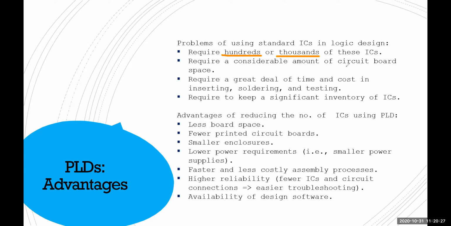They require a considerable amount of circuit board space. Obviously, if you use 1000 ICs, you need a very big breadboard. They require a great deal of time and cost in inserting, soldering, and testing. If you decide to go with normal ICs, you have to spend a lot of time and money buying those ICs, testing them, inserting them in the breadboard, soldering them in your circuit board, and testing it.